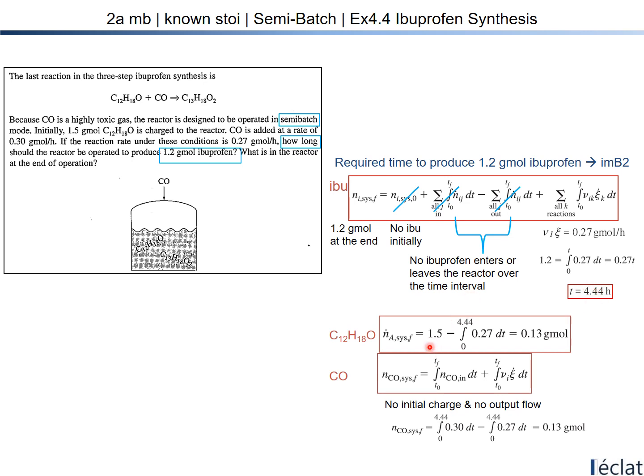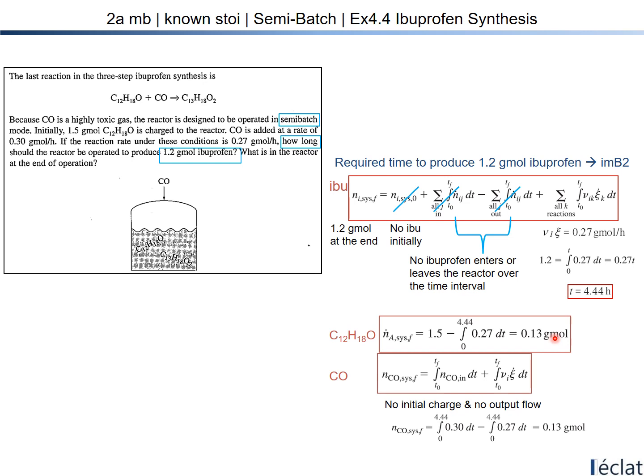Let's go to the second mole balance equation, about the first chemical, C12H18 oxygen. Final minus initial, that is the 1.5, plus no input and no output, plus the generation term for 4.44 hours. This value comes from the first mole balance equation. And then we could calculate the final concentration of the first chemical.